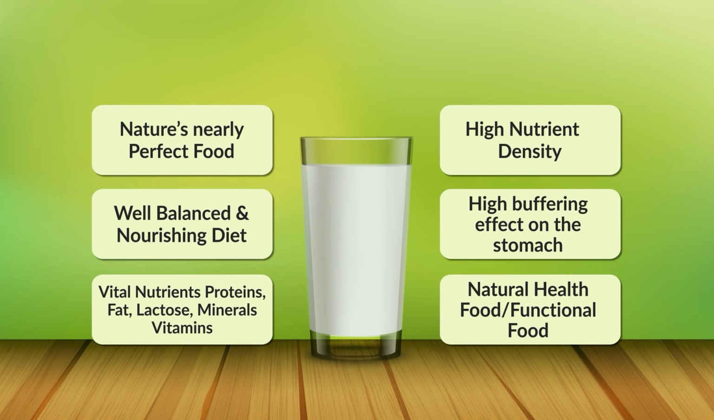The next virtue is the high buffering effect on the stomach. If you have acidity, doctors advise you to take a glass of milk. Then it is moving more towards being a health food or functional food. There are simple things like potassium supports heart health, calcium and phosphorus for bone health, magnesium for muscle and nerve function. So, these are the virtues of milk, and you can appreciate that milk is an almost complete food because of this.